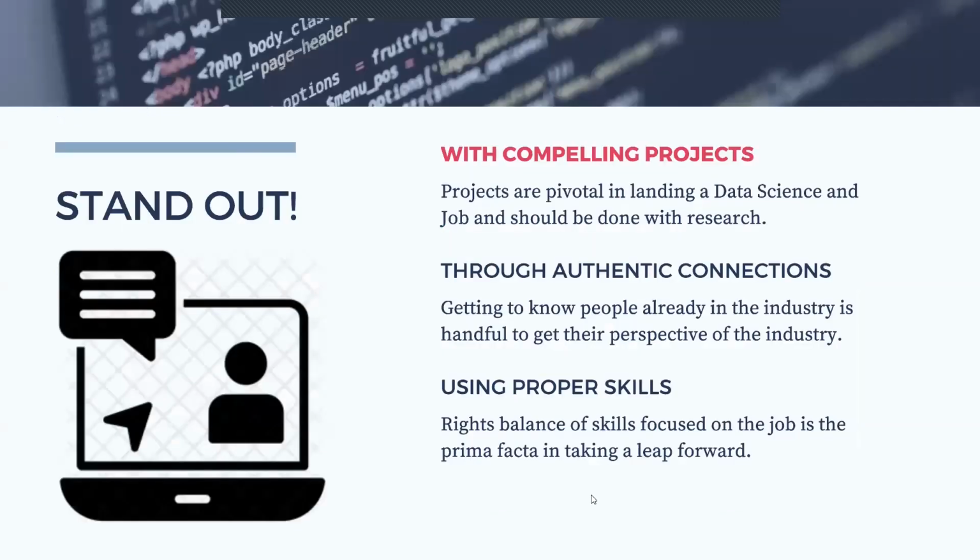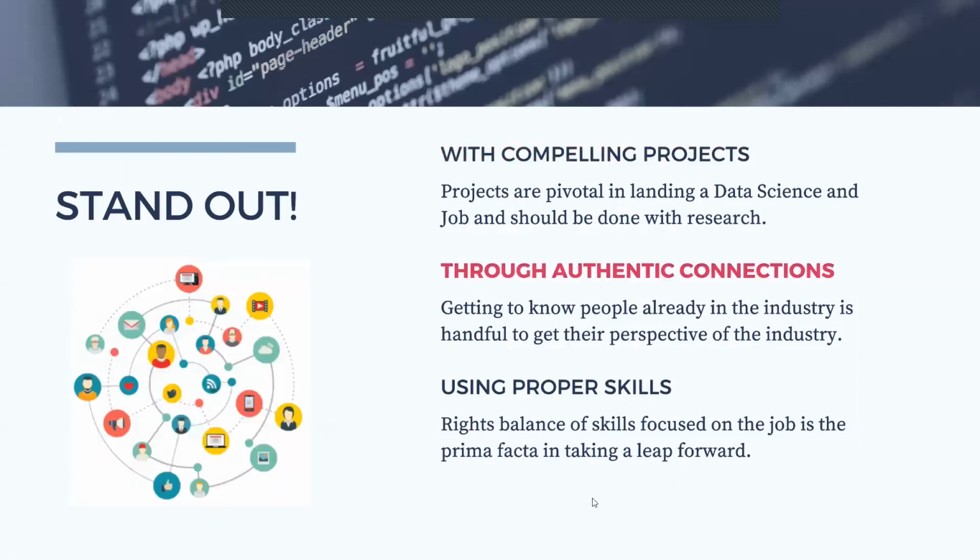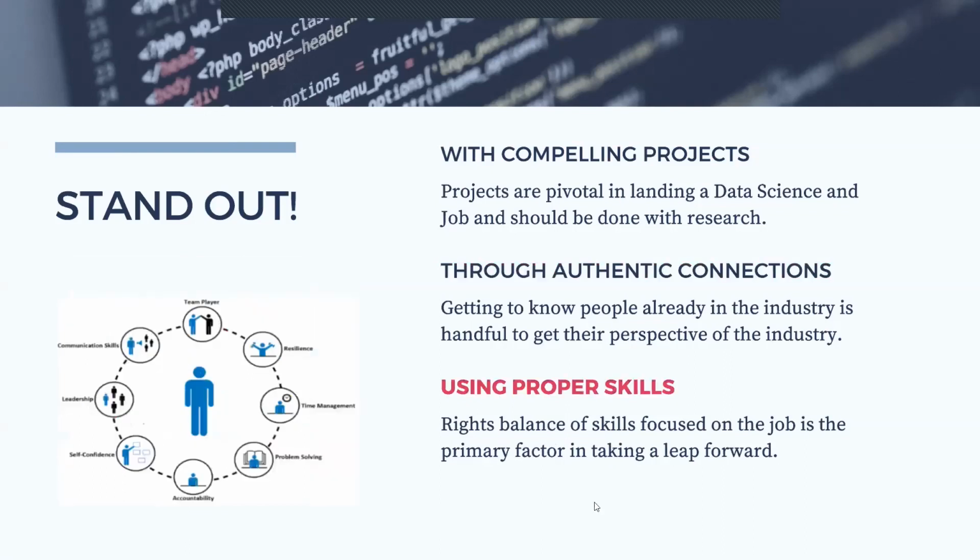So there are three ways that you can do so. Through compelling projects. Projects are pivotal in landing a data science job and should be done with research. Authentic connections: getting to know people who are already in the industry is a great way to get their perspective of the industry. Proper skills. A right balance of skills focused on the job is the primary factor in taking a leap forward.